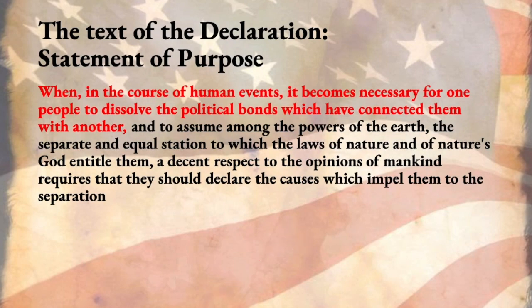So let's take a quick walk through some of the text of the Declaration of Independence, some of the important parts. The first part is a statement of purpose. Jefferson has to make a case to the world, tell the people why we're doing what we're doing. When in the course of human events, it becomes necessary for one people to dissolve the political bands that have connected them with another, right? The course of human events, that's essentially history, right? Throughout history, when one group of people have to break away from another and to assume among the powers of the earth a separate and equal station to which the laws of nature and nature's God entitle them.